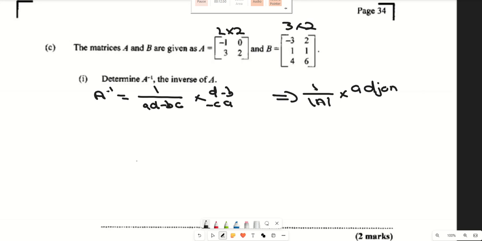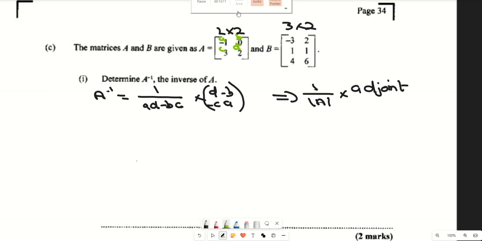And what the adjoint is equal to: you interchange the positions of A and D, and then multiply B and C by -1. So, as we know, our 2 by 2 matrix is always A, B, C, D.